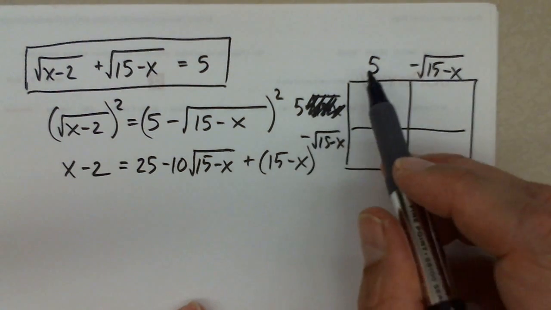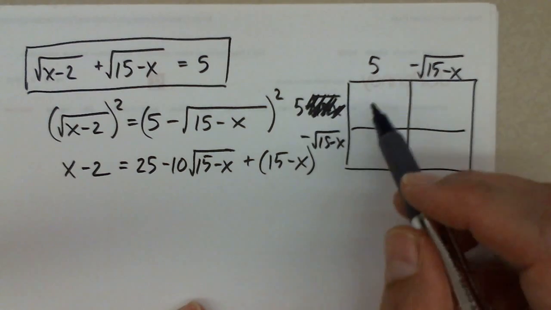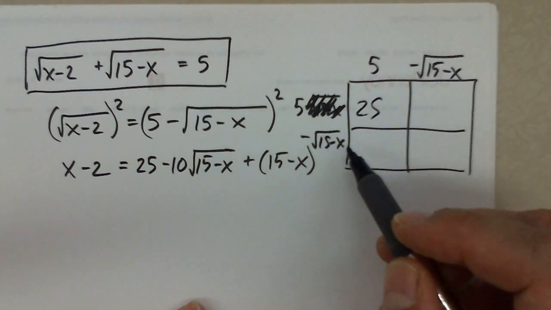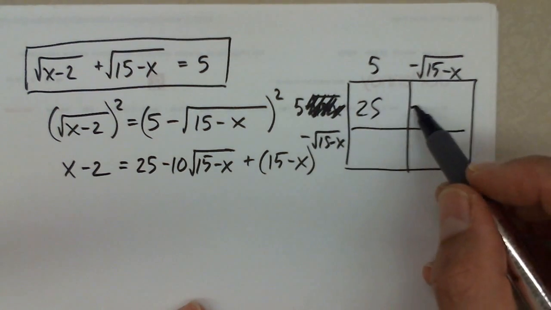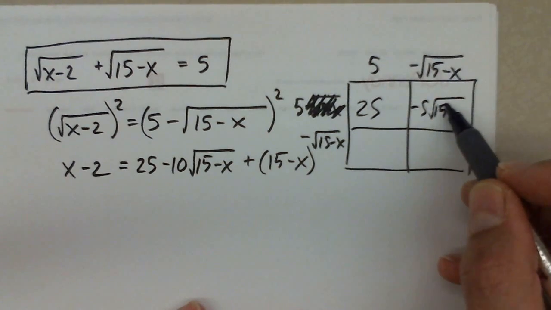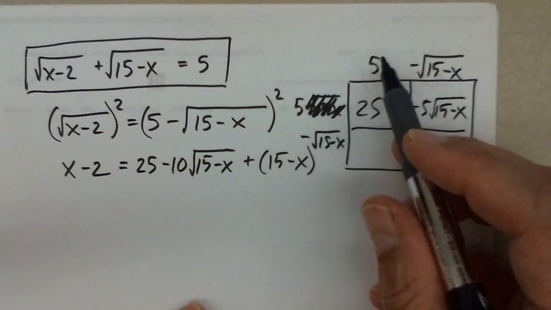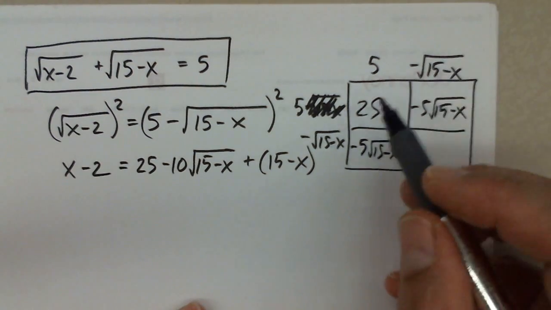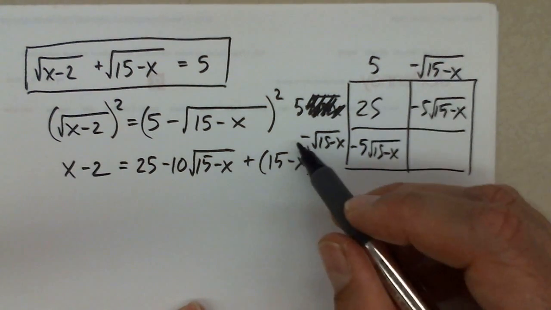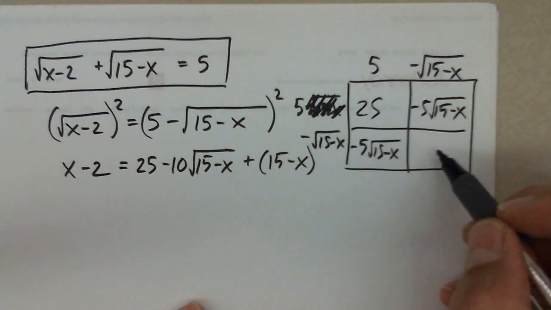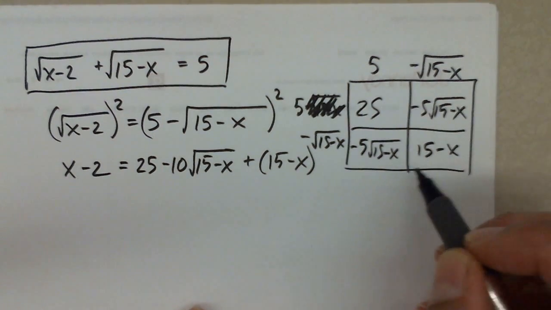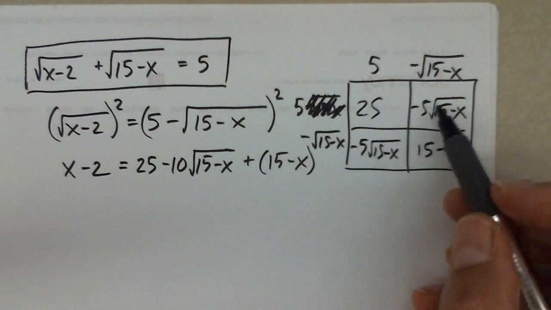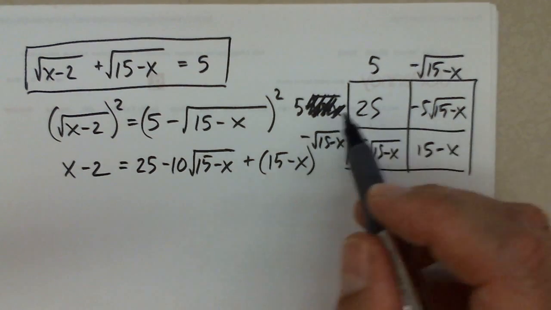So we're going to go 5 minus the radical, 5 minus the radical, 5 times 5. We're going to go 5 times the radical. We're going to go 5 times the radical. And then radical times radical. Negative times negative is positive. Radical times radical cancels, and we just get 15 minus x. So these add to get negative 10. 25 is there.